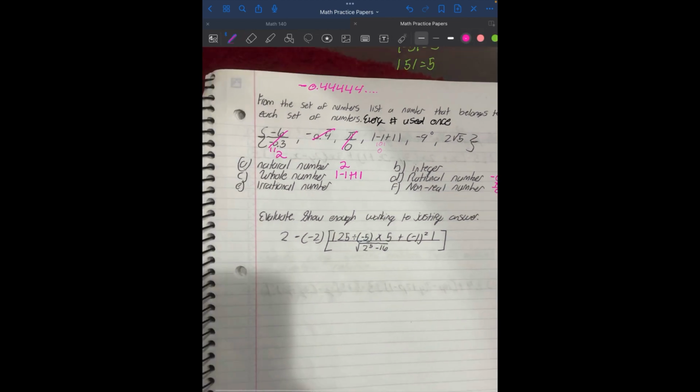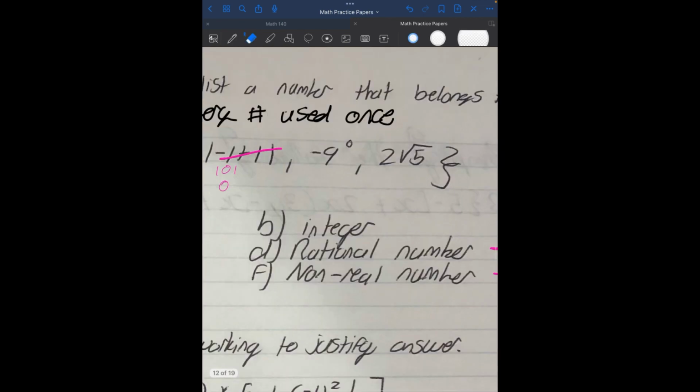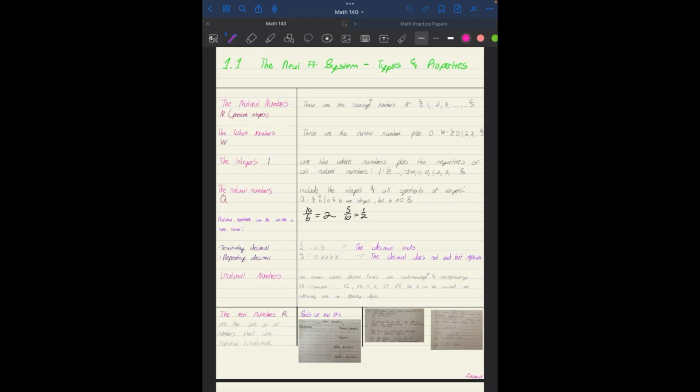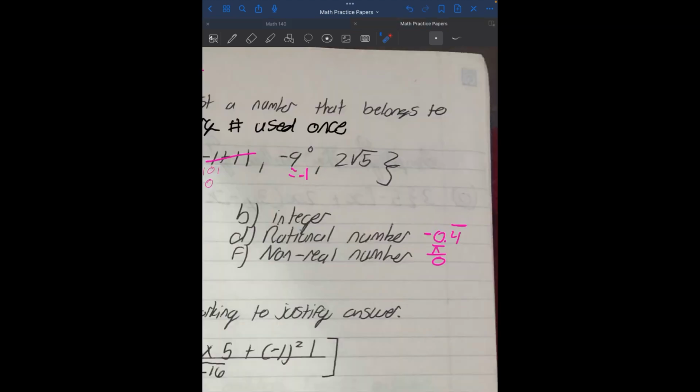Okay, cross this out. Anything to the power of 0 is 1, so this would just be equal to -1. So -1 would be an integer. Integers are the whole numbers plus the negatives of all natural numbers. So -1 here, so integer will be here.